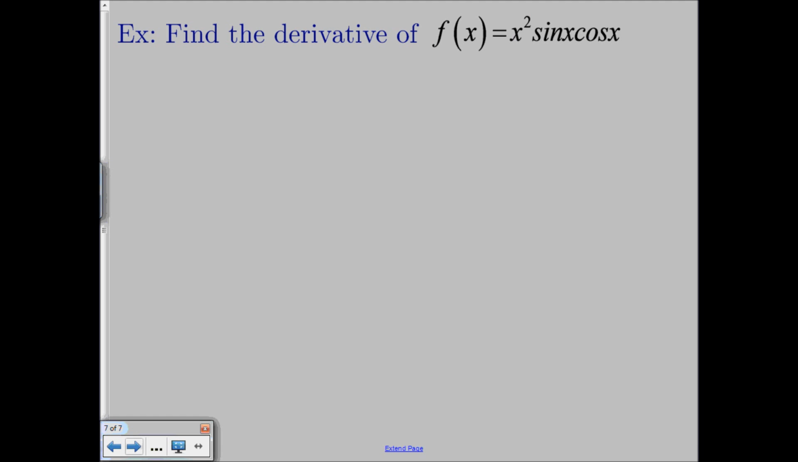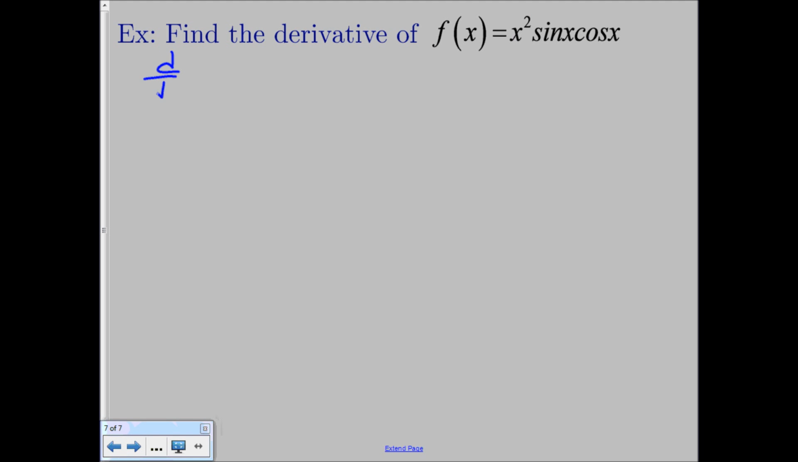So one more example for you today. We've got f of x equaling x squared times the sine of x times the cosine of x. So we've got two products going on, which means that we're going to have to use the product rule twice. So you might run into problems like this. They get a little bit more complicated as you keep going on through a section.